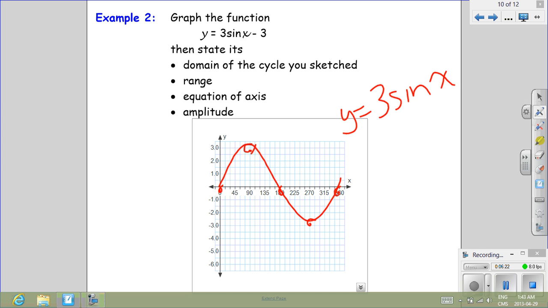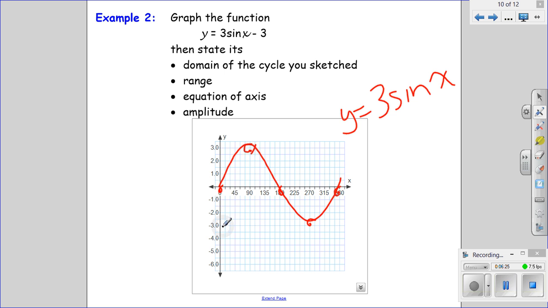Now it tells me to move everything down 3. Again, not so hard. Take this and move down 3. Take this point, go down 3. And take this point, go down 3. Take this point, count down 3. Take this point and count down 3. And I draw my nice smooth curve through everything. And I'm done.